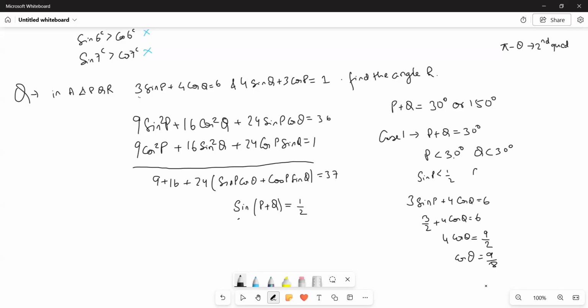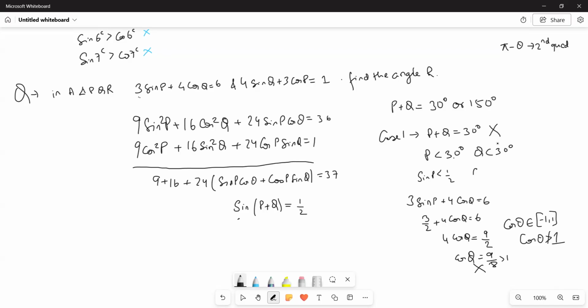Now, can cos Q be 9/8? नो सर। Why so? क्या प्रॉब्लम है? सर तो कॉस का मैक्सिमम रेंज ही 1 है। प्रॉब्लम ये है that we had discussed cos theta will always be a number lying between -1 to 1. Cos theta can never be greater than 1. But 9/8 is a value greater than 1, which means this is not possible. So that means the case 1 is invalid.